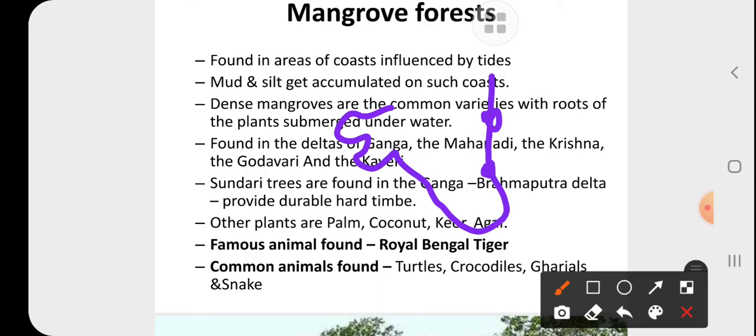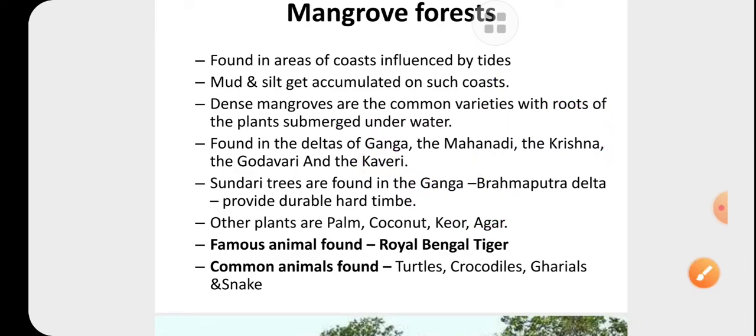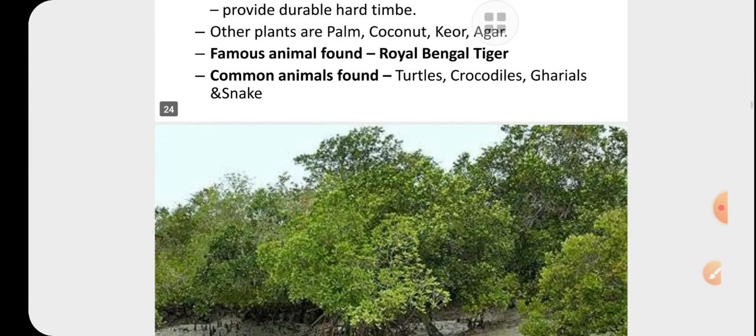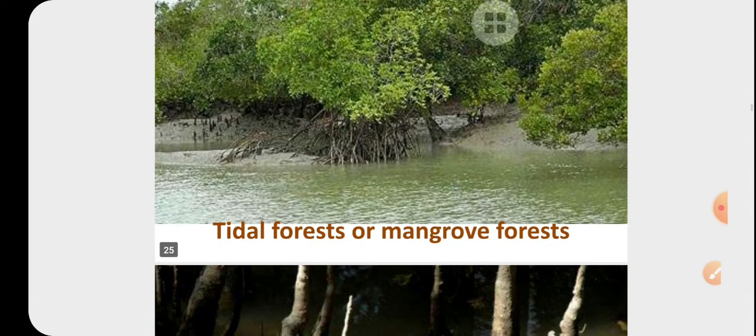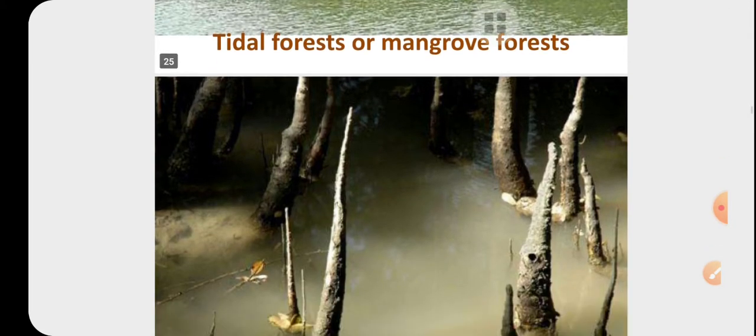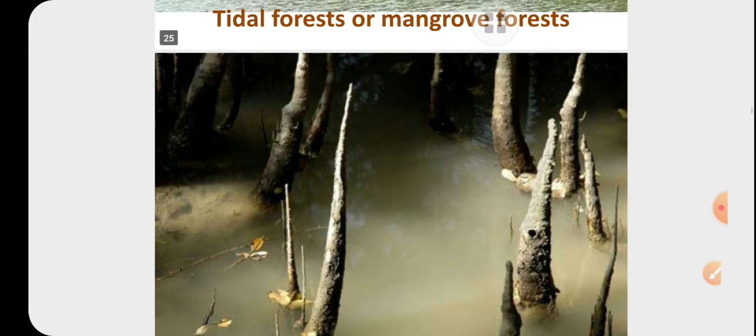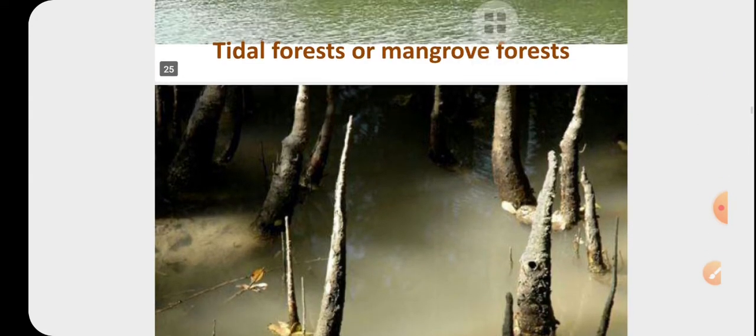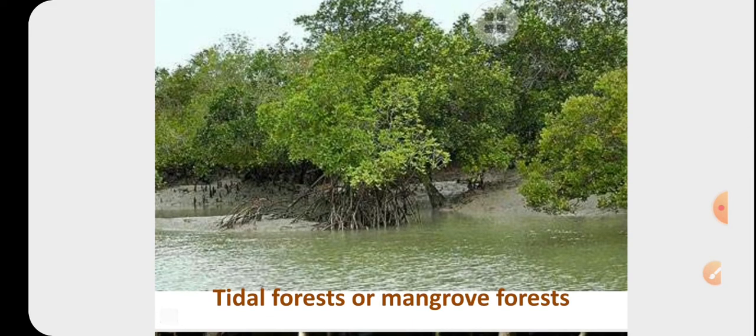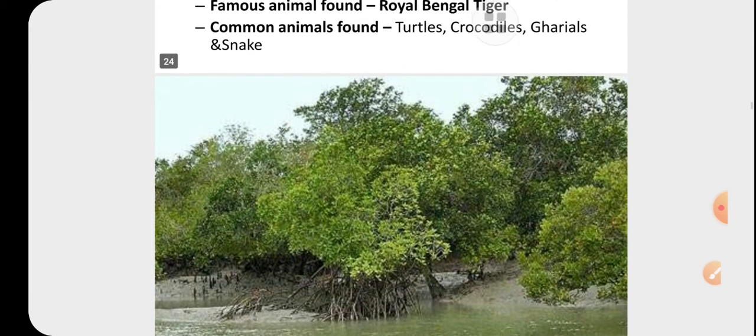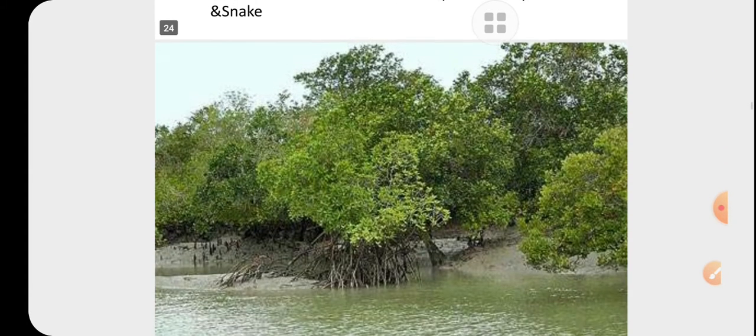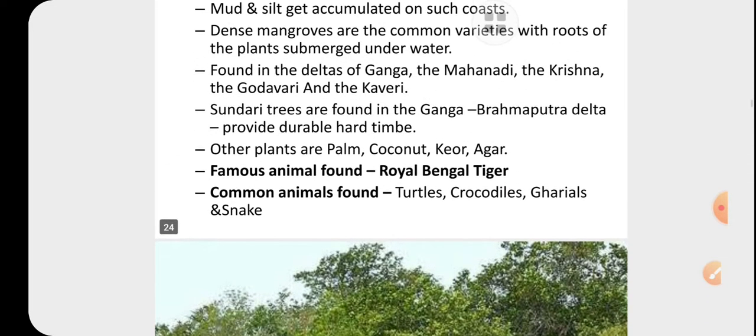So these areas are the tidal forest, and we know that in the ocean the tides come and they affect the coastal region. Dense mangrove forests are common, with varieties of roots that penetrate, submerged under the water. Here you can see this is the picture of tidal forest and mangrove forest. The roots you can see are deep in the water. So beautiful a picture it is before you. Whenever the tides come, the roots are generally covered with water. When the tides go down, the roots can easily be seen.